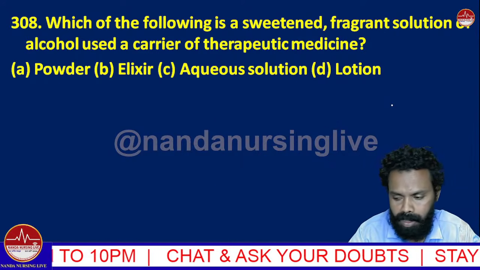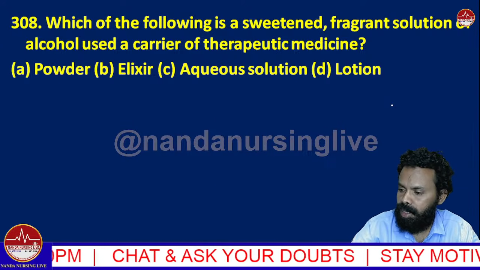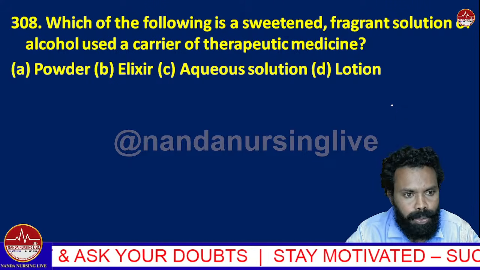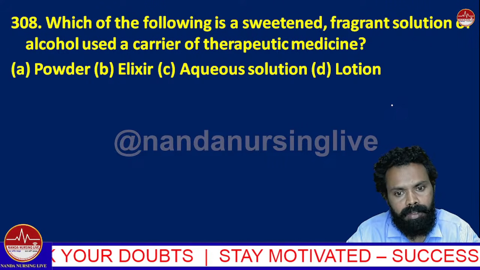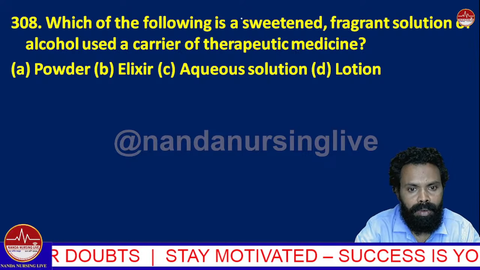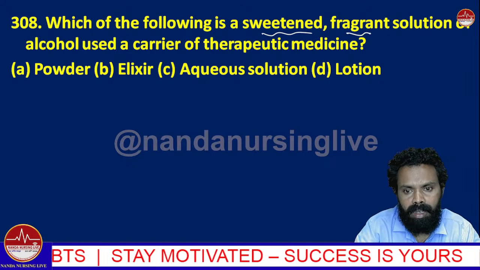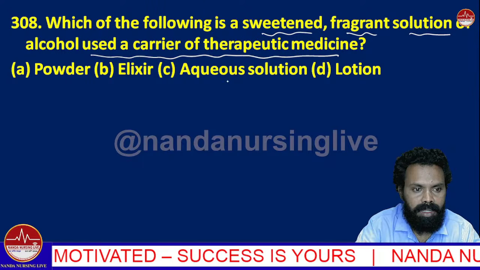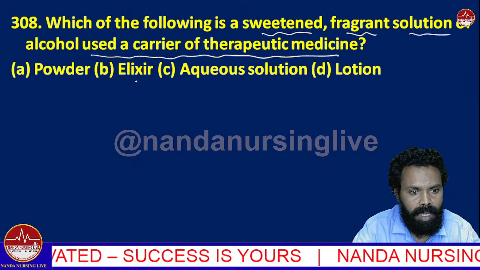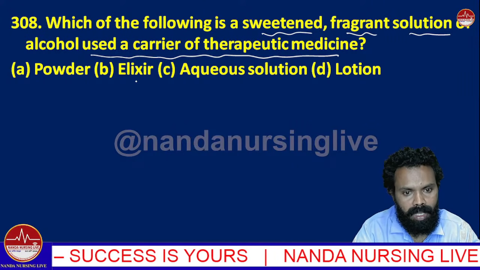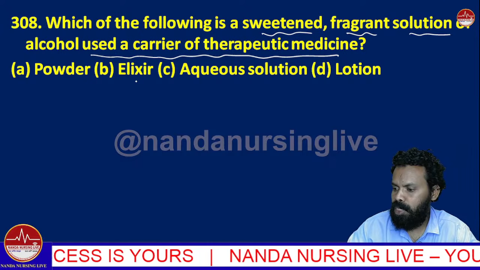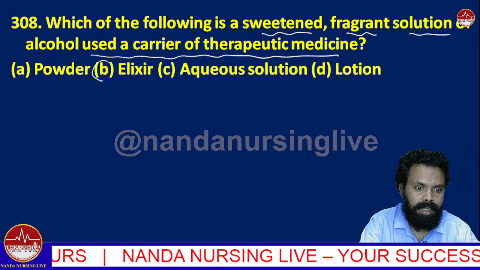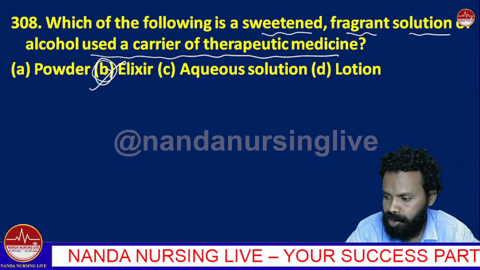Next question, question number 308. Which of the following is a sweetened fragrant solution of alcohol used as a carrier of therapeutic medicines? Option A is powder, option B is elixir, option C is aqueous solution, option D is lotion. So which option is the correct answer? The correct answer is elixir. Option B is the correct answer, right?